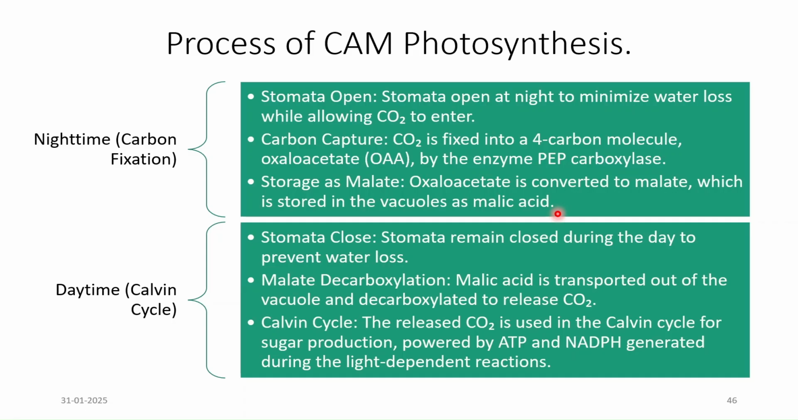Now, as the time passes from night to day, during the daytime, the stomata will remain closed, and during this time, the malic acid which is stored in vacuoles will get converted to carbon dioxide, and this carbon dioxide is then utilized by the RuBP for completing the Calvin cycle. So during the night time, carbon dioxide fixation alone happens, and during the daytime, this fixed carbon dioxide is again converted to carbon dioxide and utilized in the Calvin cycle.